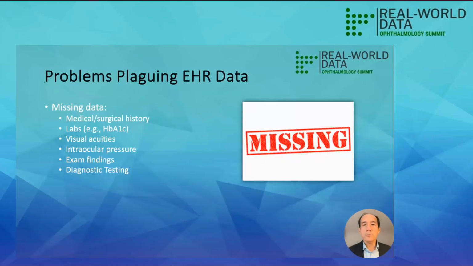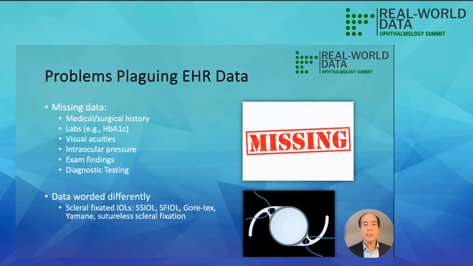Another issue is searching for the data you want. If it's not a standard diagnosis or procedure code, it can be tricky to find all the subjects. For example, if we're doing a study looking at sclerofixated IOLs, we could do a free text search to try to find all the patients. However, different clinicians document the findings in various ways, so then you have to do your best to try to figure out all the different possible iterations.